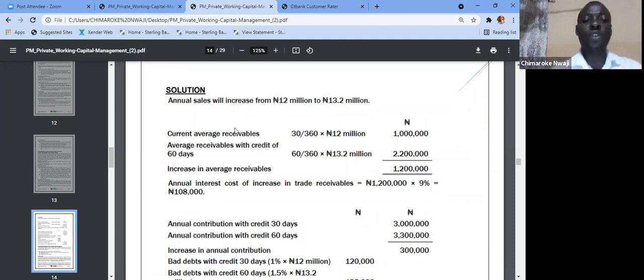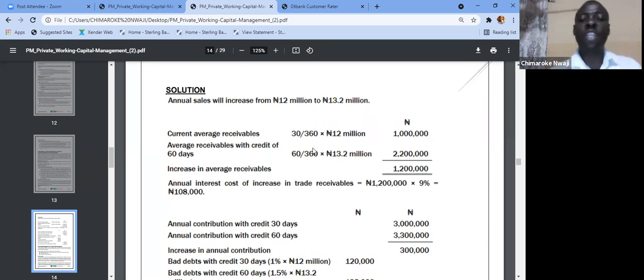Now look at current average receivables. Current average receivables is that 30 days is when they pay. That's the credit terms, 30 days out of 360 days. And your credit annual sales is 12 million. So if your annual sales is 12 million and you are giving out credit on a 30-day basis out of 360, it means at the end of the year, your receivables will be 1 million.